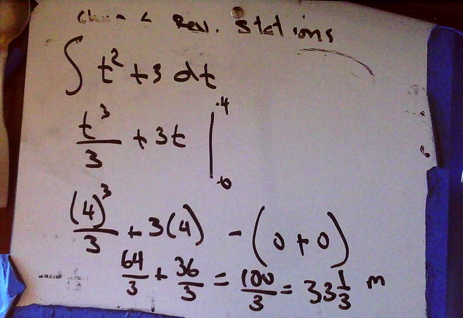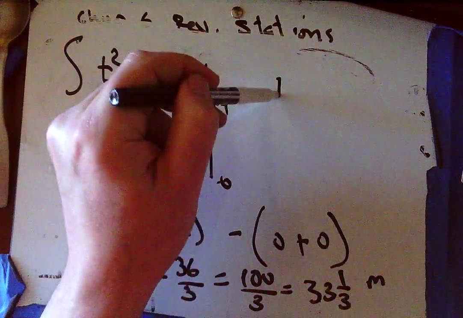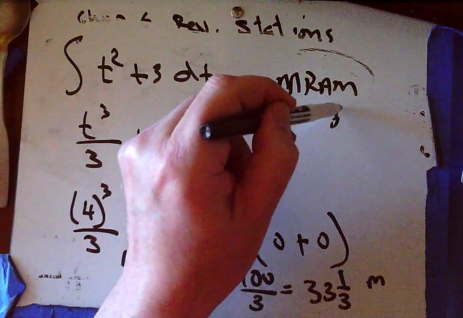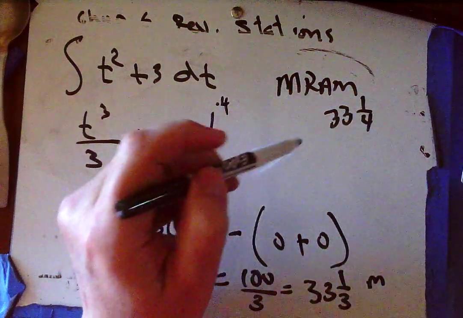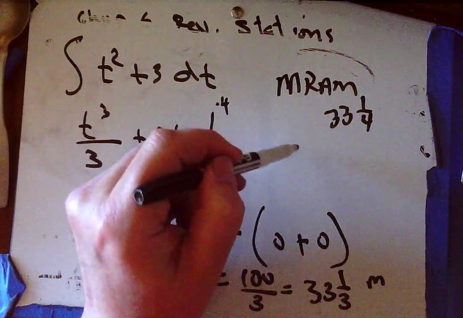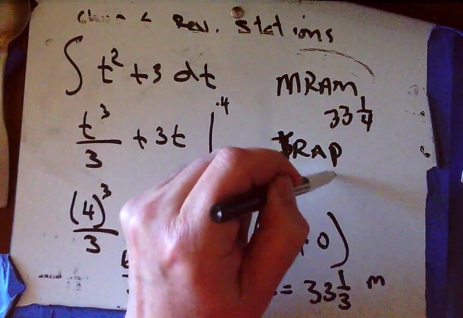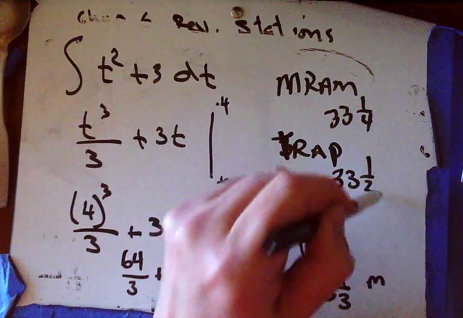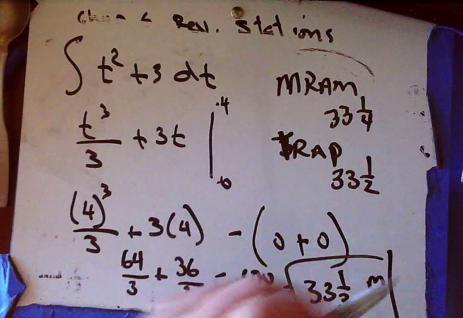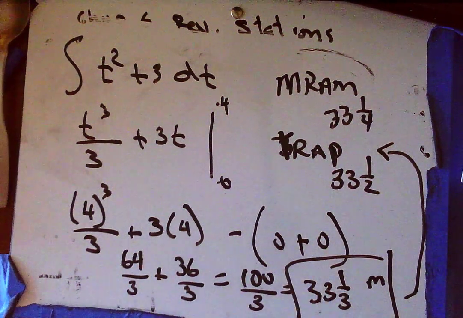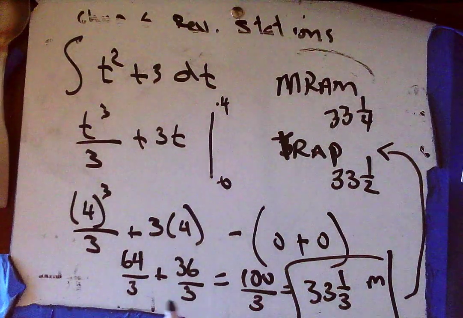And so, well, what did we notice about the other ones? Well, our MRAM was 33 1/4. And our trapezoid sum was 33 1/2. And the actual value is in between, not halfway in between, but in between those two. So excellent. All right, there's station 2.